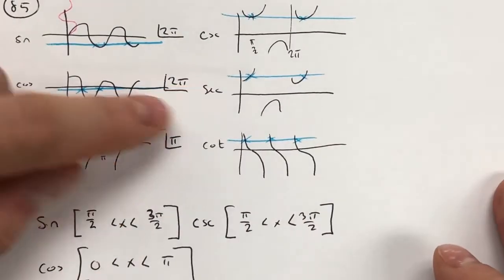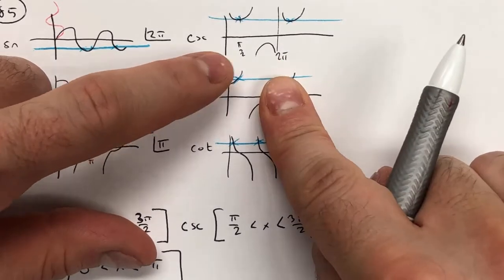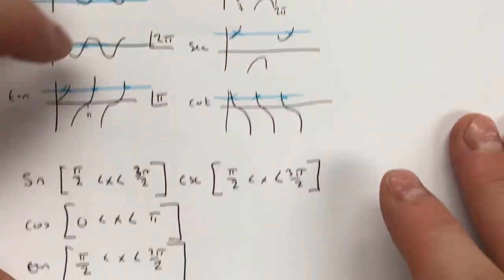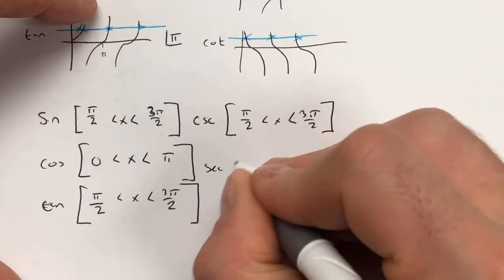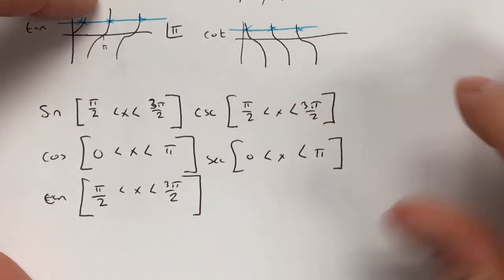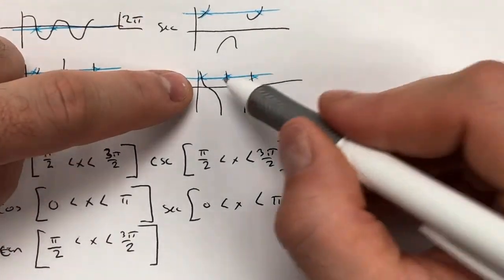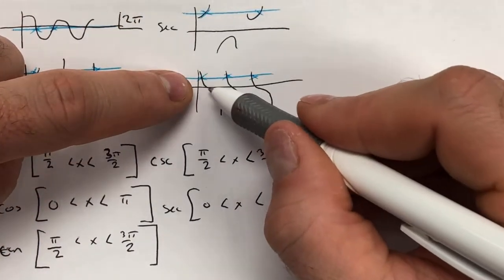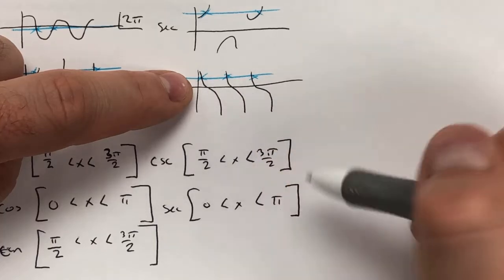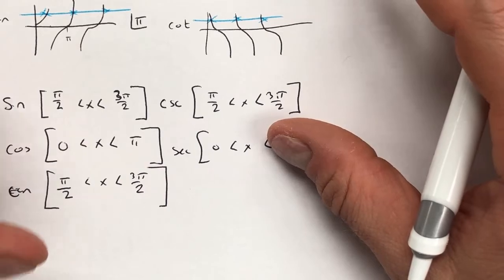For secant, I'm going to have the same limits as cosine. I include the first part in the first part, so from 0 to pi. And likewise, I can do the same thing with cotangent. I can include one full sweep. Now I could include this whole piece, so from 0 to pi, or I could include this one. It doesn't really matter with this one.